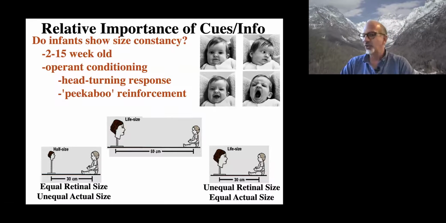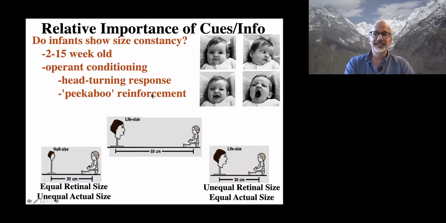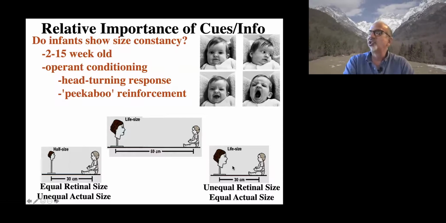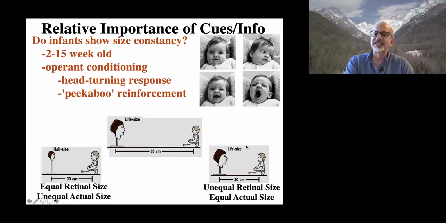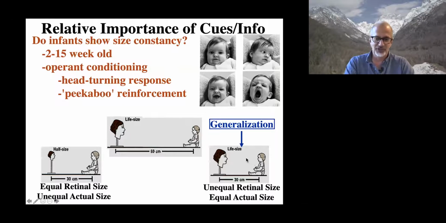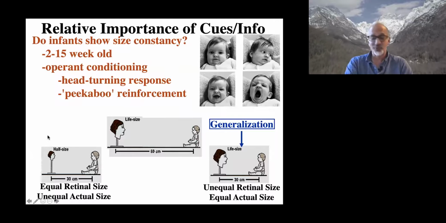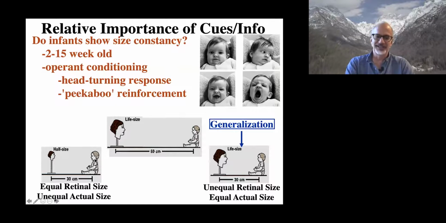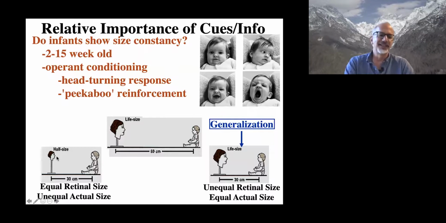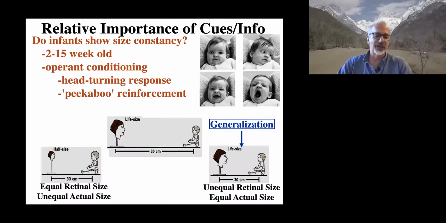And the question is, at 2 weeks old, do infants show size constancy? If they do, if they think that objects that are closer don't change in size, they just are closer, they would generalize to this. And that's exactly what they do. Infants will turn their head when they're shown this situation, but they find this situation very new. It's a half-size head, it's a shrunken head, and they will not respond to this. Infants think this is the same situation or a closer situation to this than they do this. Infants rely on the actual size for their generalization, not the retinal size.